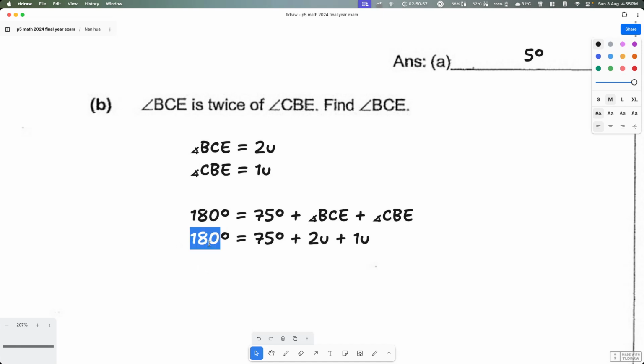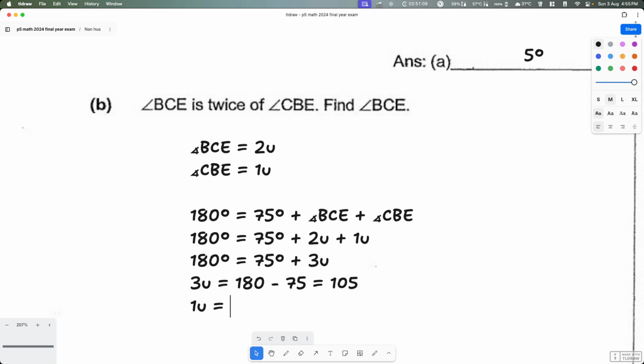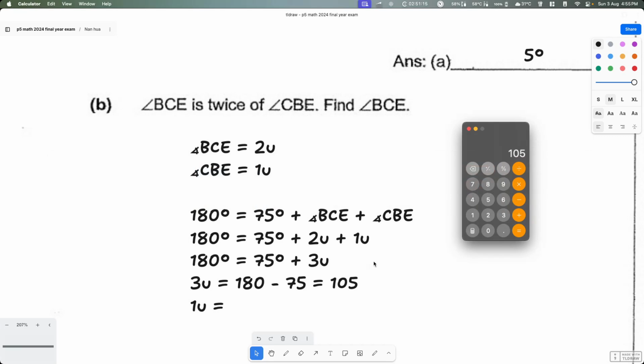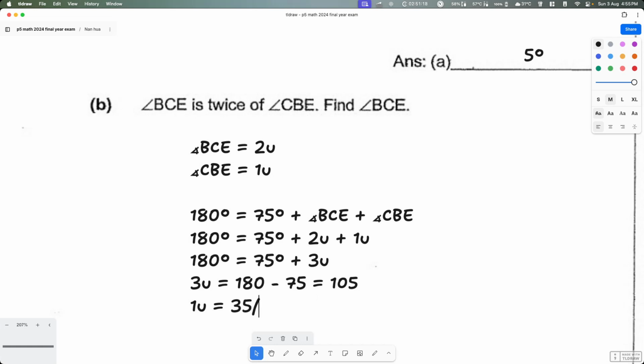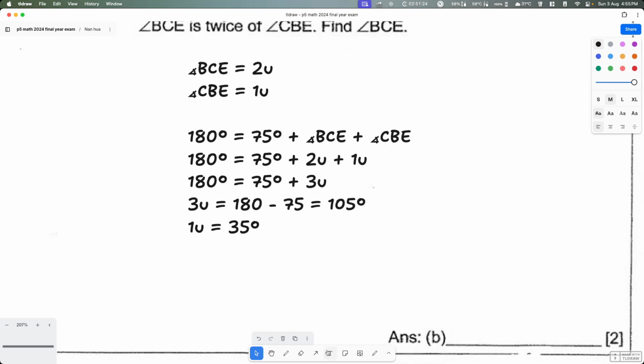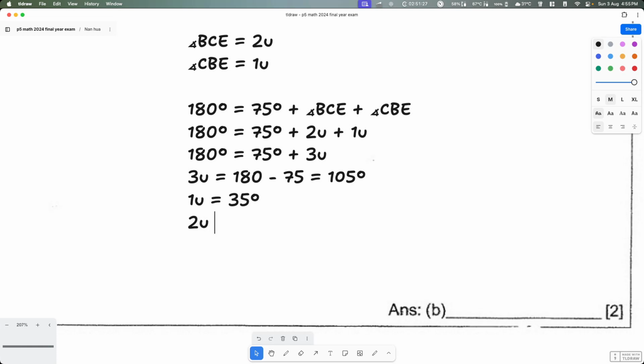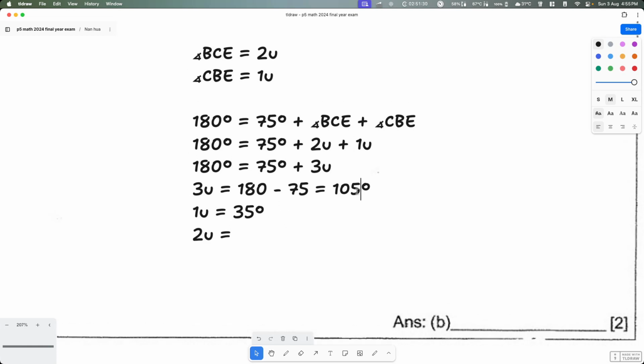So then this will then become 3 units. Okay, that means 3 units equal to 180 minus 75, which is 105. Okay, so 1 unit is equal to 105 divided by 3, 35 degrees in this case over here. All right, so what's BCE? BCE is 2 units. Okay, so 105 divided by 3. I'm just gonna write it down here. 105 divided by 3 equal to 35.